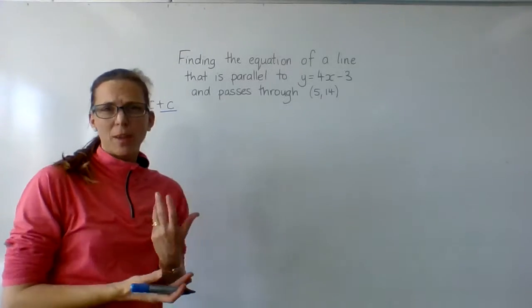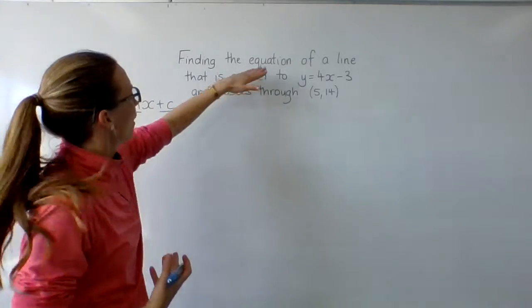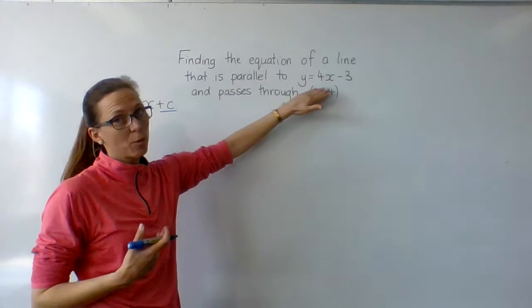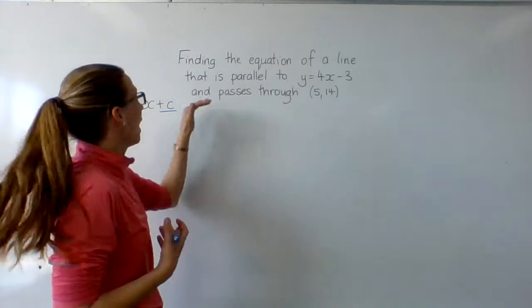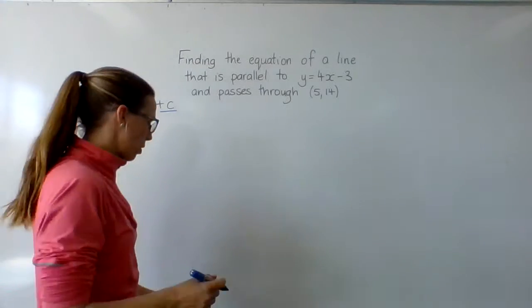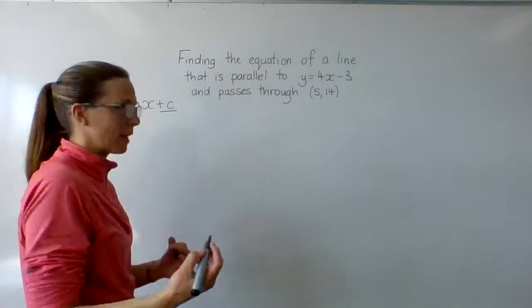So this time we're going to find the equation of a line, but we've got some information. It says the equation of the line that is parallel to y equals 4x take 3 and passes through 5, 14. So I guess sometimes I like to start with a little picture just to make sense of it.